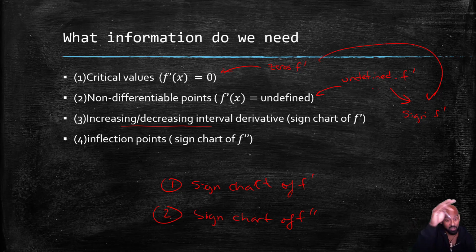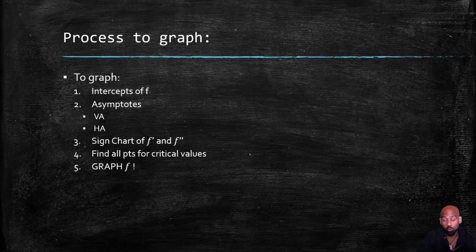So let's cover it as a whole. The information we need from calculus is the sign charts of f double prime and f single prime, and that's going to be in order to graph the regular function. So to graph f, that's the function we're graphing, we need to find the intercepts of f. Just the intercepts. That's something typical of pre-calculus: find the intercepts.